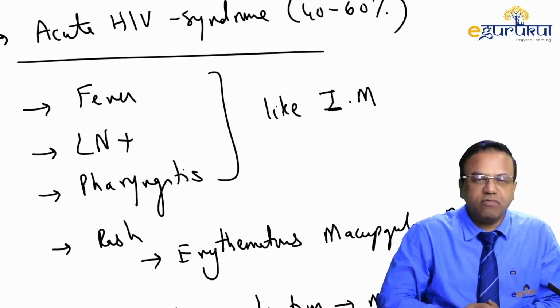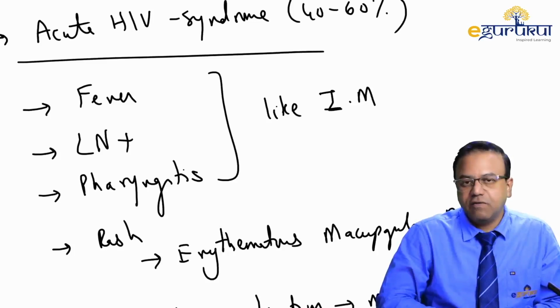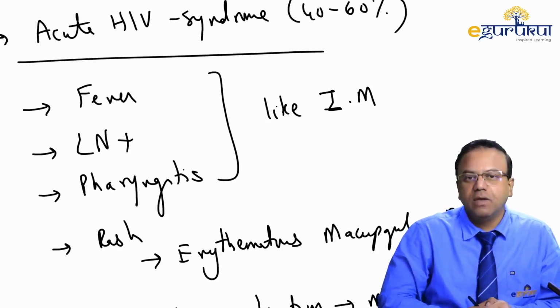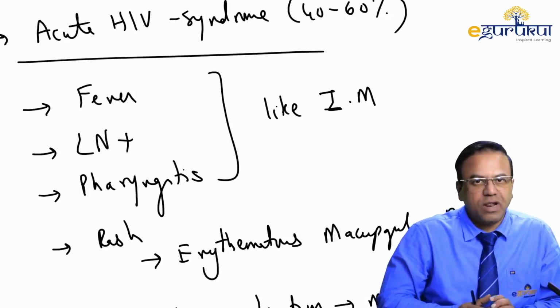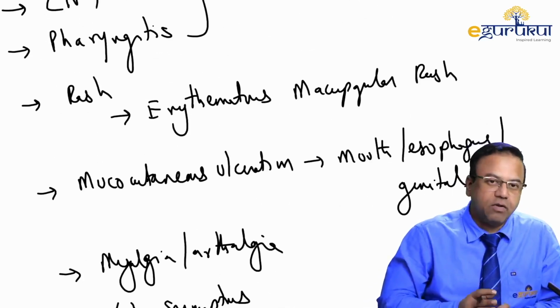To summarize then, the patient got infected and a few days later starts developing a febrile illness, which is generally confused with a viral illness; nobody really suspects it's HIV. It looks like an infectious mononucleosis-like picture. You've got fever, lymphadenopathy, sore throat, and a rash. The rash is a maculopapular rash, typically involving the face and the trunk, and might involve the extremities.